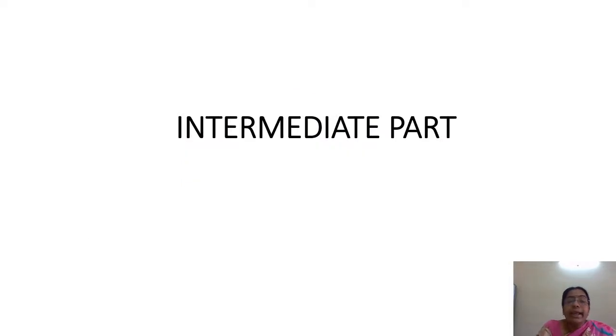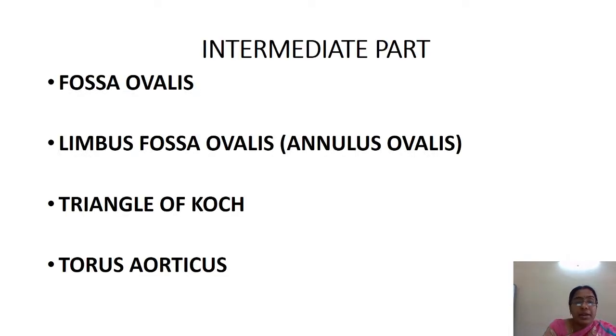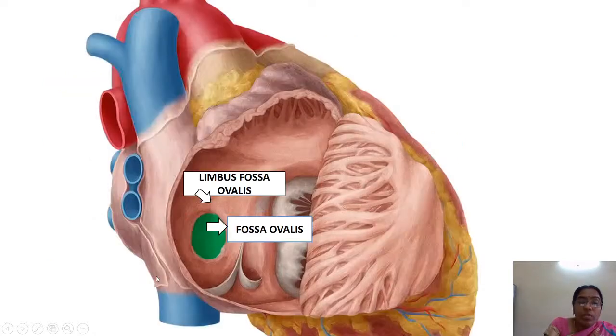Now coming to the intermediate part. We are done with the smooth posterior part and the rough anterior part, so what is in the intermediate part? When you open the intermediate part of the right atrium, the features you can see are the fossa ovalis, limbus fossa ovalis, triangle of Koch and torus aorticus. The first one is the fossa ovalis. In the primitive stage, the right atrium opens into the left atrium by a valve here. It is open from the right to the left side.